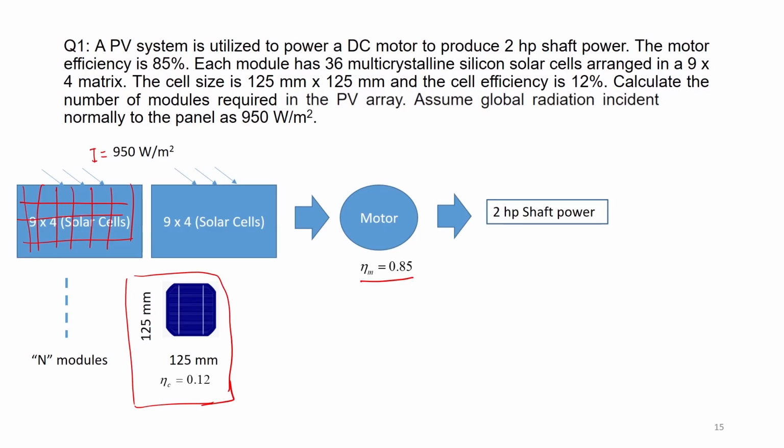So, what are the parameters given? Shaft power output is 2 HP, and the conversion efficiency of the motor is given as 85%, and cell efficiency is 12%. How the cells are located, meaning how many cells constitute the module, is given to us, and the amount of solar radiation received by the modules is given to us. Now, let us solve this problem. As we know, 1 HP is equal to 746 watt, hence for 2 HP it will be 746 multiplied by 2, which comes to be 1492 watt.